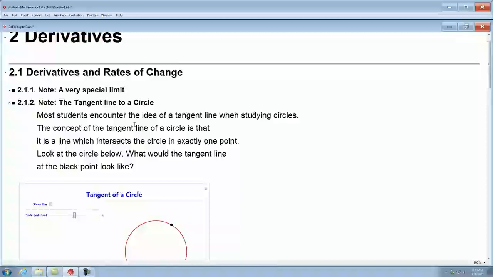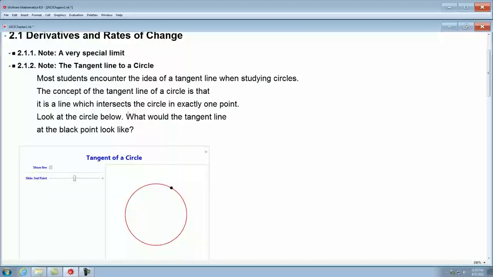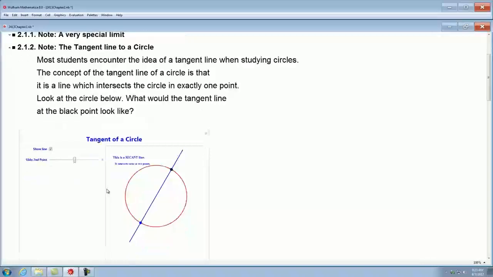All right, so let's start off here. Most students are familiar with the idea of a tangent line. They've seen it with a circle. So the concept here is that we need to try and find a line that intersects this circle in exactly one point. So what I'm going to do to start with is start with this point here. I'm just going to show a line that intersects not only this point, but some other point on the circle. So right now, this line is connecting 2 points on the circle. We call that line a secant line. It intersects the circle at 2 points.